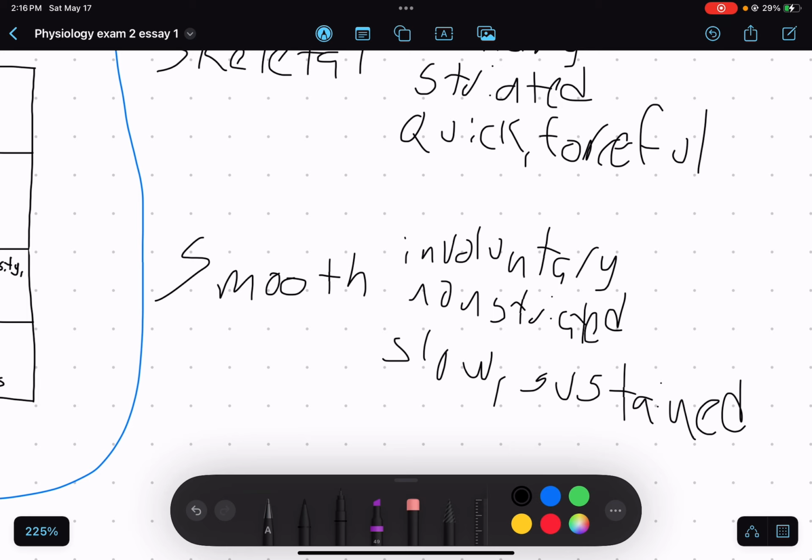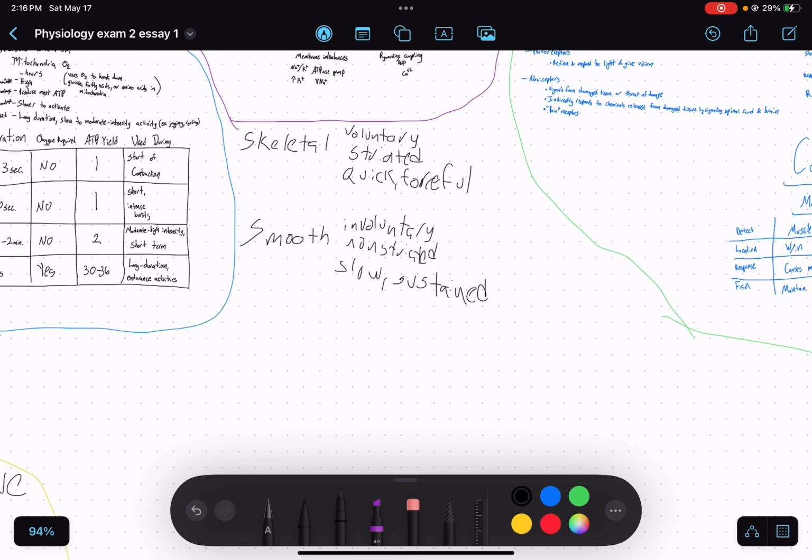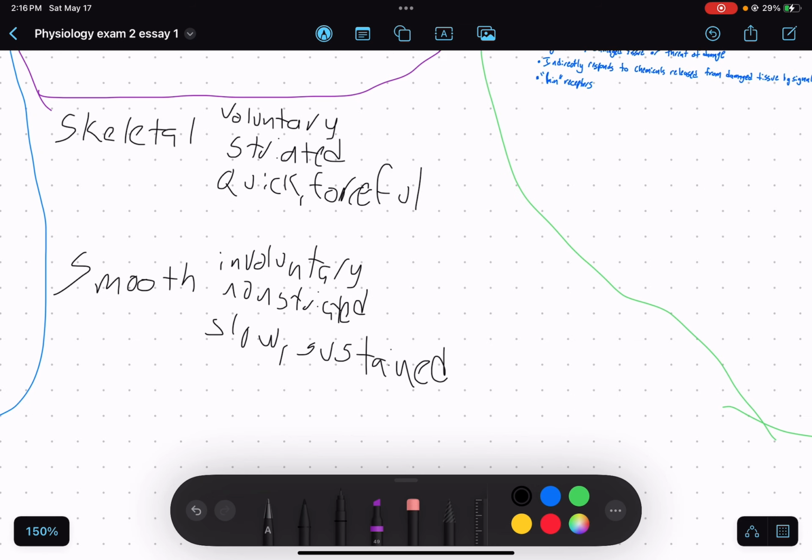And just going a little bit more into the differences of each of these. So some of the shape differences is that the skeletal muscle is long and cylindrical and multinucleated, while the smooth muscle has a single nucleus, mononucleated.